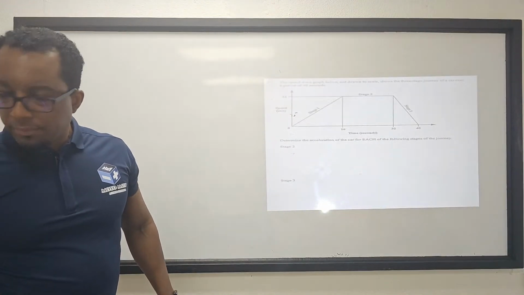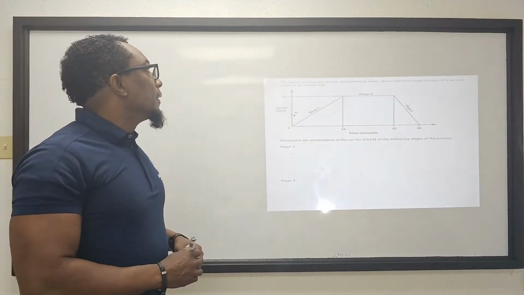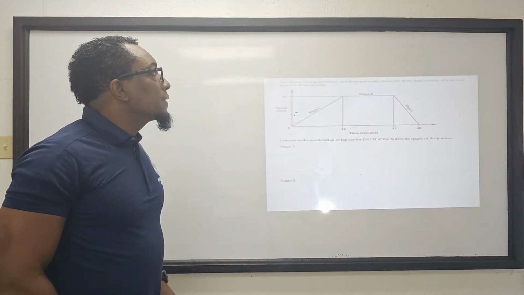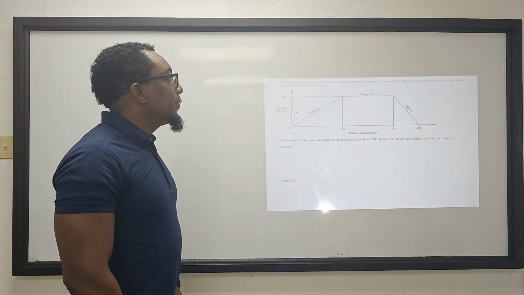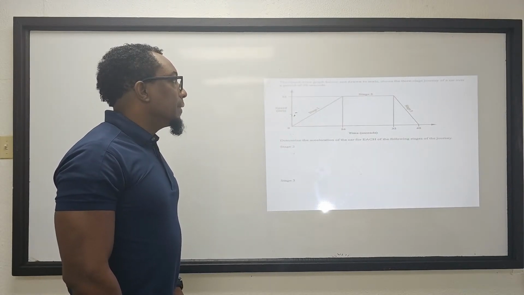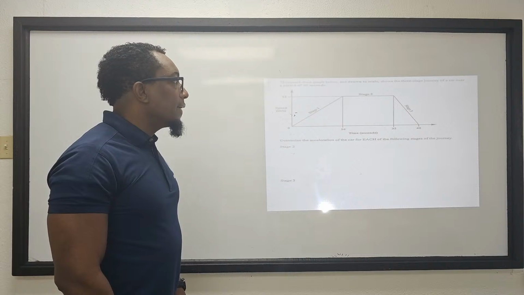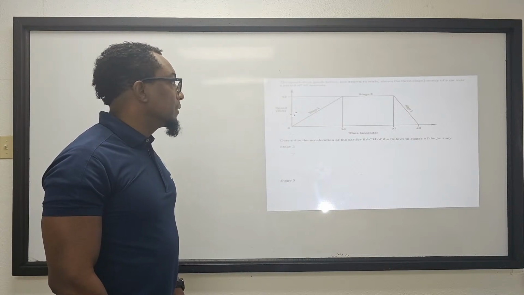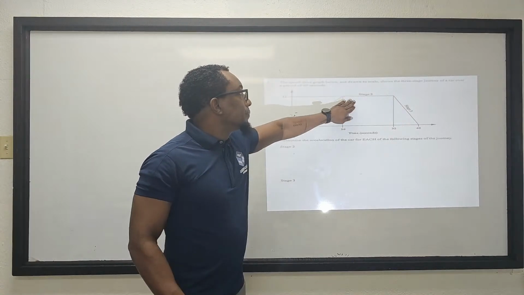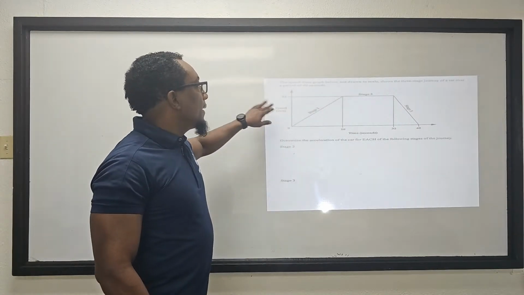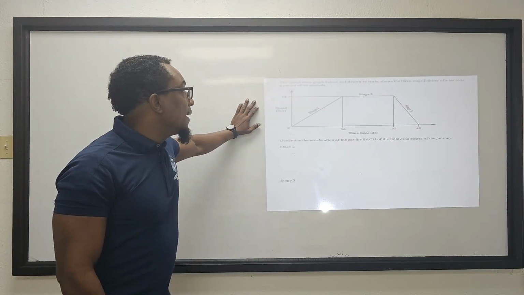Alright, so let's look at distance time graphs. Now, the speed time graph below, not drawn on the scale, shows 3 stages of a journey of a car over a period of 40 minutes. Determine the acceleration of the car for each of the following stages of the journey. So stage 2. So this here is a speed time or velocity time graph.